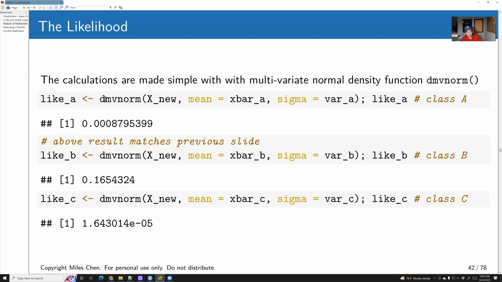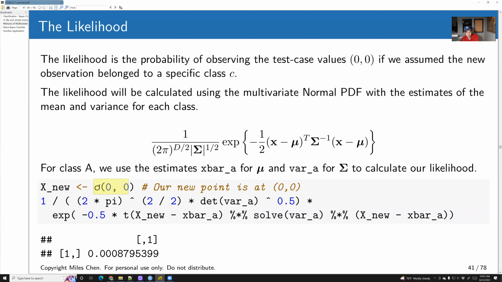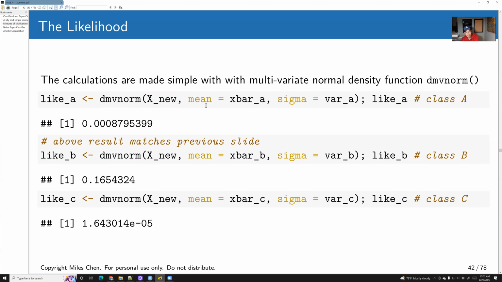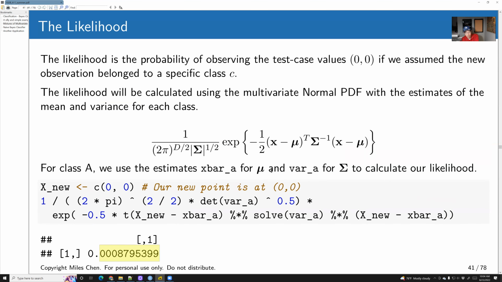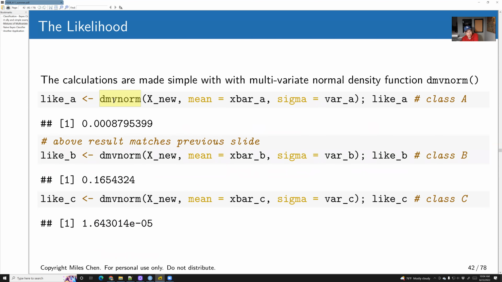So if I say, give me the density of the multivariate normal, we're going to plug in x new is 0, 0, the mean is going to be X bar, and the sigma is the variance. If I plug this in, this gives me the likelihood, 0.00087953999, which is exactly what I got when I plugged it into my PDF formula manually. So I don't actually have to do that. I can just ask for the density from the multivariate normal.